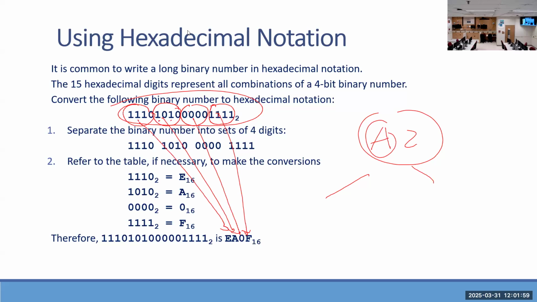So basically, it's very common to write a long binary number in hexadecimal notation here. And if you want to do that, you just remember you group them into every 4 bits together, starting from the right to the left.